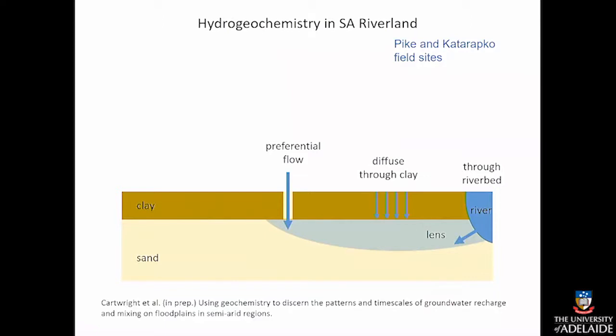Cartwright at Monash did some hydrogeochemical studies in the South Australian Riverland, the Pike and Cataractco floodplains, if you're familiar with those. What he found was that we got younger groundwater in the clay, older groundwater at the bottom of the sand layer. Okay, that seems reasonable. That suggests that the water is coming some way. That narrows it down: it's either coming vertically or horizontally.